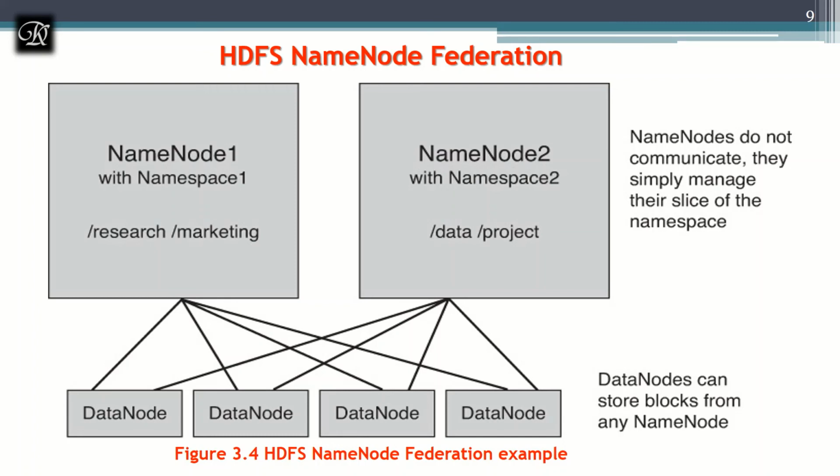There are three main advantages of it. The first one is the namespace scalability. The second one is going to improve the performance, which we call better performance. The next one is system isolation. System isolation means multiple name nodes enable different categories of applications to be distinguished, and users can also be isolated to different namespaces.